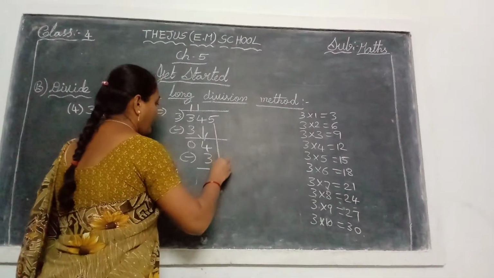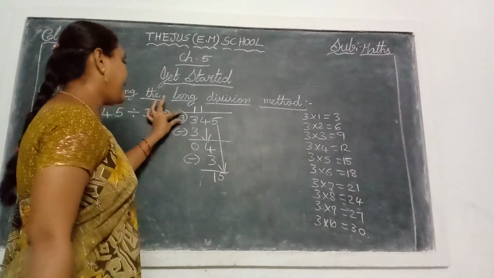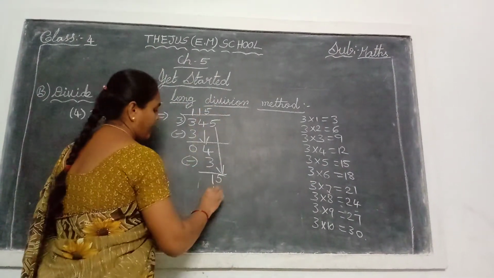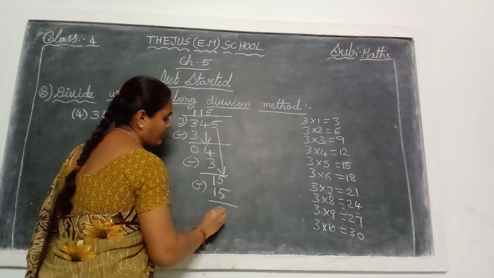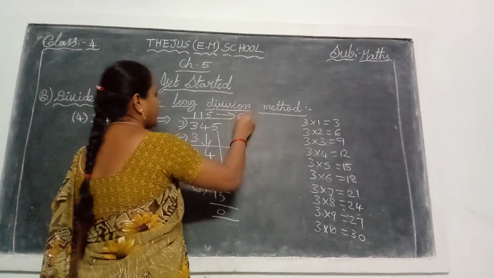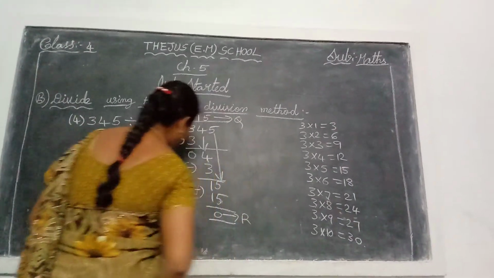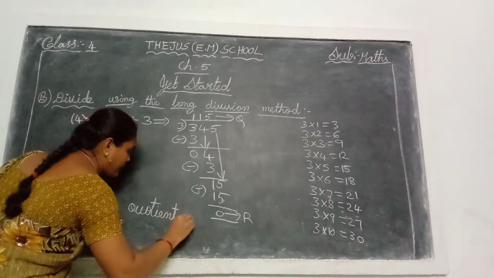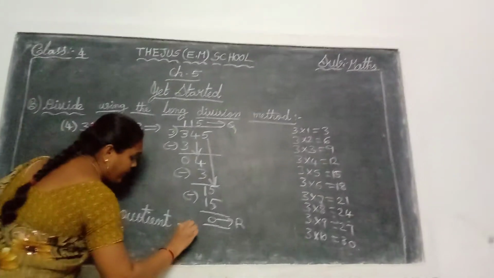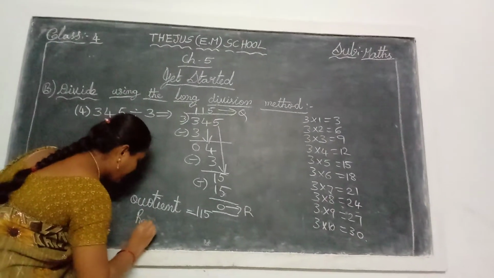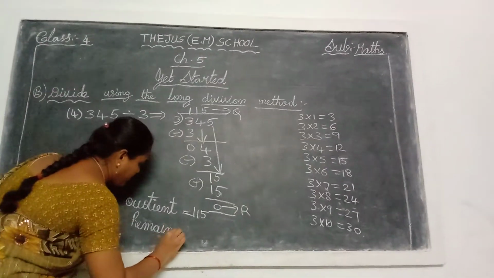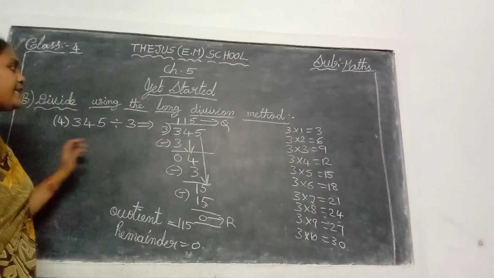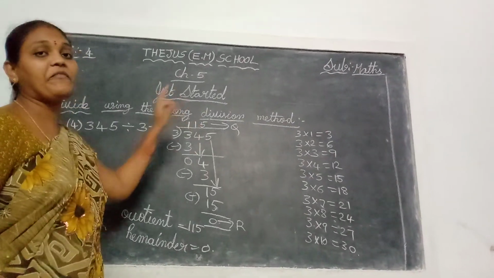So what is the next number? 5. Now in the 3 table, 15. 5 times. So write this 5 here and 15 here. Do the subtraction. 0. So this is the quotient and this is the remainder. So first you write here quotient. What is the answer? 115. And remainder. What is the remainder here? 0. So in the 3 table 345 is 115 times.